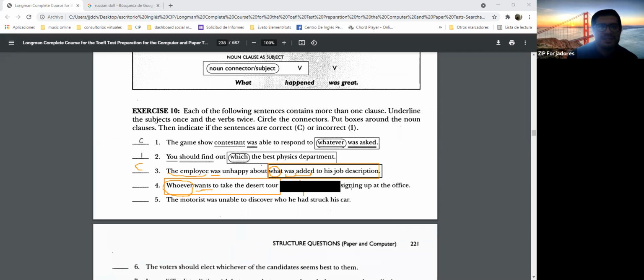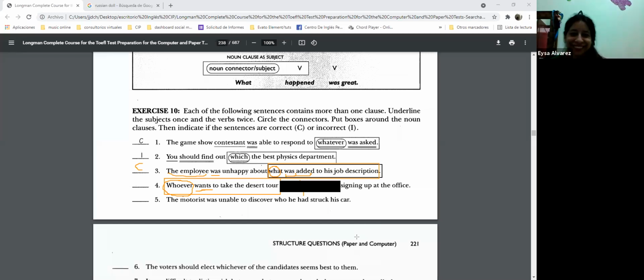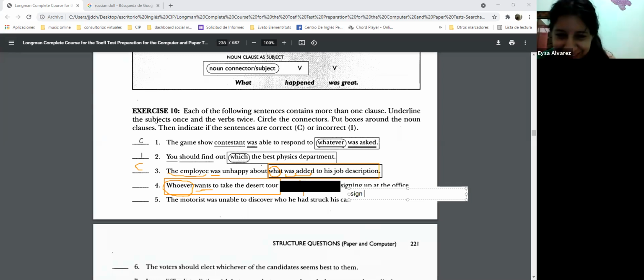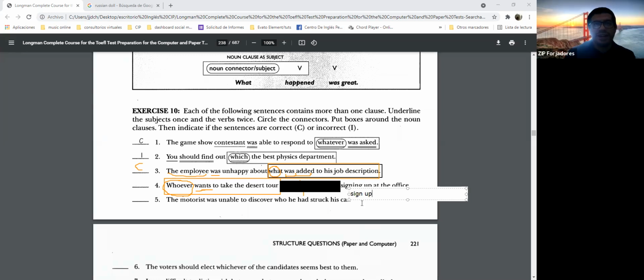this is not a verb, this is an adjective, right? Signing up at the office. Okay, so instead of signing, you're just going to change it to sign up. Sign up at the office. Could be whoever wants to take the desert tour, sign up. Okay, but the tense is not good. So the first one, signing up is not a verb, it's an adjective. So be careful. Now you convert it to an action, correct? But now the tense is not correct.